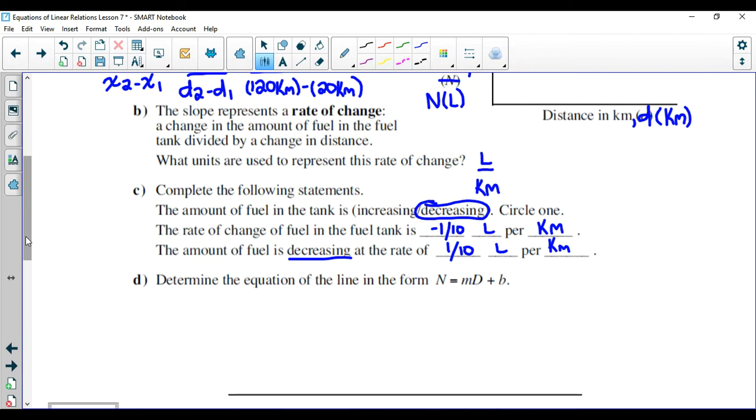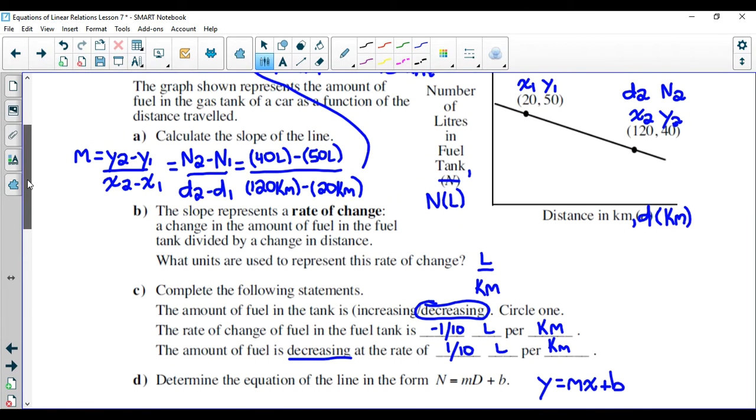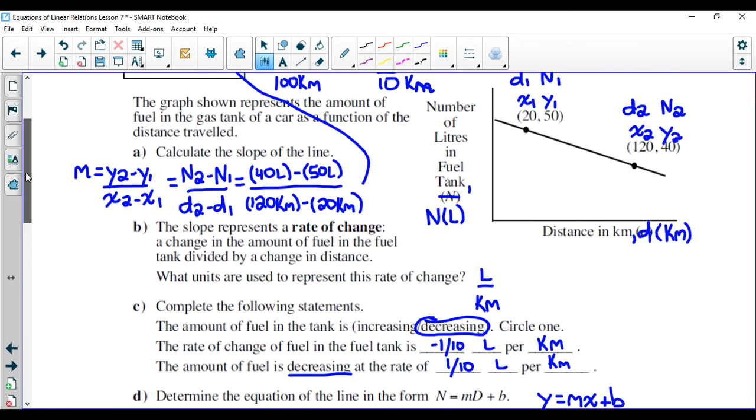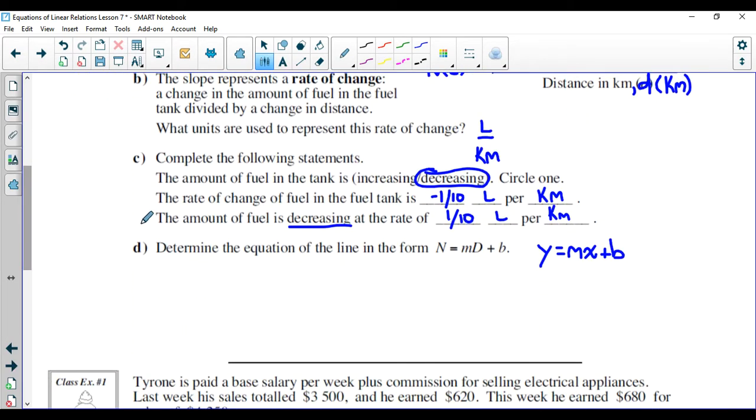Now D says determine the equation of the line in the form n is equal to md plus b. That might be a little bit confusing to look at initially, but remember, we're just using different variables to represent the y and the x. So what it's really asking is write an equation in the form y is equal to mx plus b, except instead of using y and x, we're using the variables that correctly model the situation, which are n and d. Let's see if we can gather this information off the graph here.